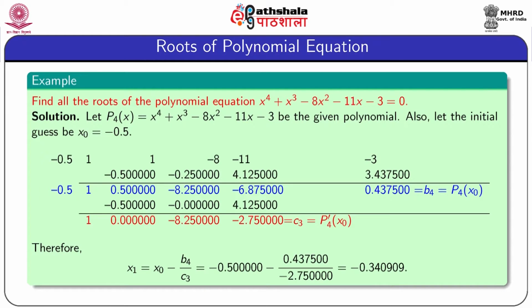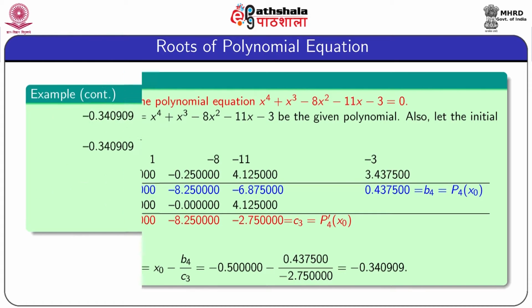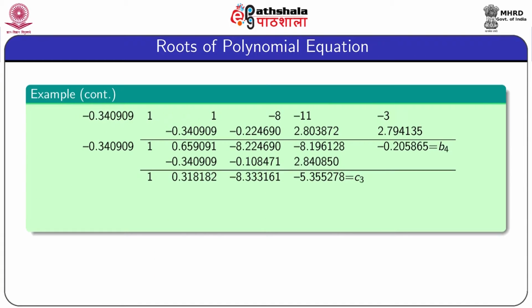Hence, by the iteration scheme, the first iterated value x1 equals x0 minus b4 by c3, which is equal to minus 0.340909. This is the first approximate root of the polynomial, which is near to the initial guess minus 0.5. Now, we apply the second iteration to find the second approximate root.